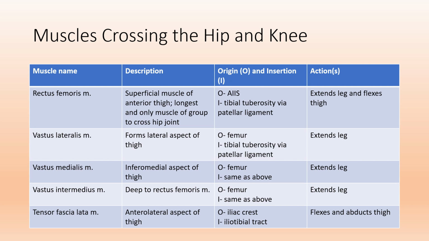It is the tensor fascia lata, or the TFL. This is found on the anterior and lateral aspect of the thigh. It's a fairly short muscle. It's coming from the iliac crest, and it inserts onto the IT band, or the iliotibial tract. The IT band is a sheet of connective tissue running from the ilium to the tibia. The TFL muscle will flex and abduct the thigh, or take it away from the midline.